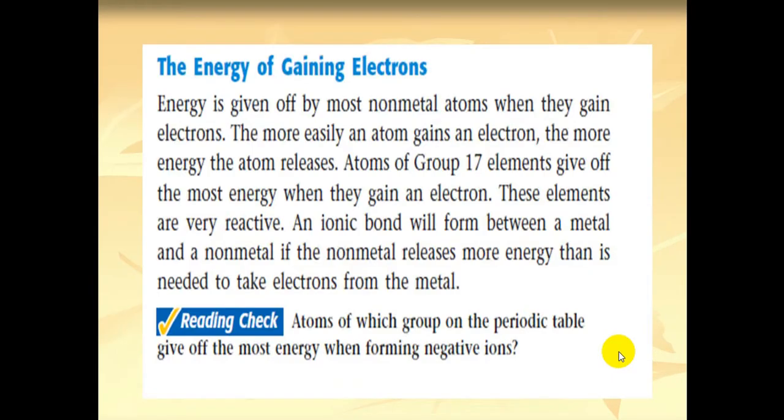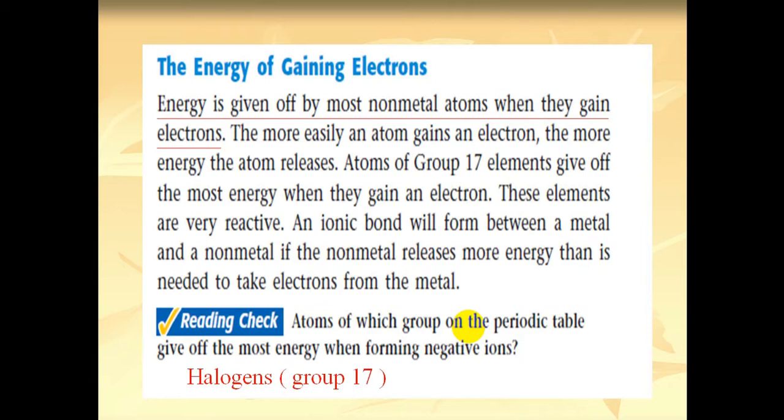This is the charge of the oxide ion. Now, the energy of gaining electrons. If you remember, we said the metals, or the positive ions, need to gain energy to lose their electron. But here it is the opposite. Atoms, to gain electrons, give off energy. So energy is given off by most non-metal atoms when they gain electrons. The more easily an atom gains an electron, the more energy the atom releases. Atoms of group 17 give off the most energy when they gain an electron.